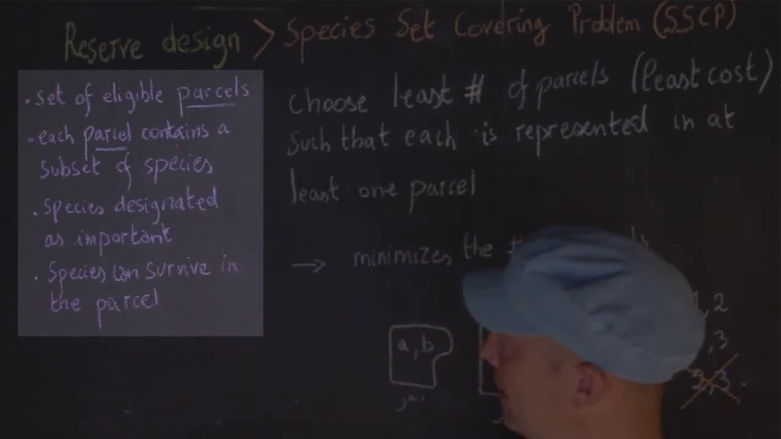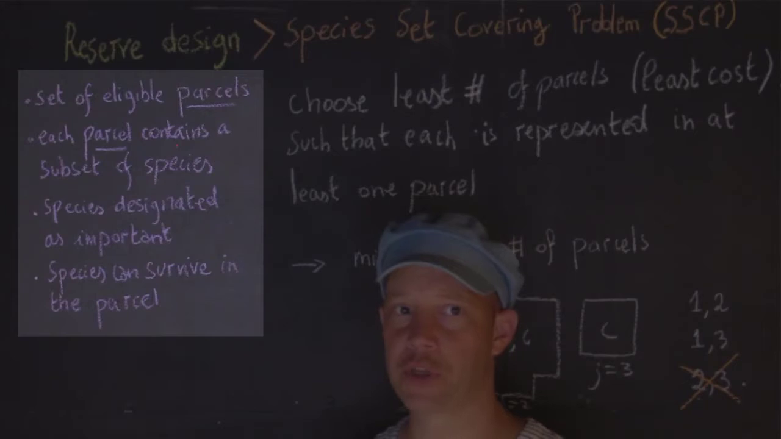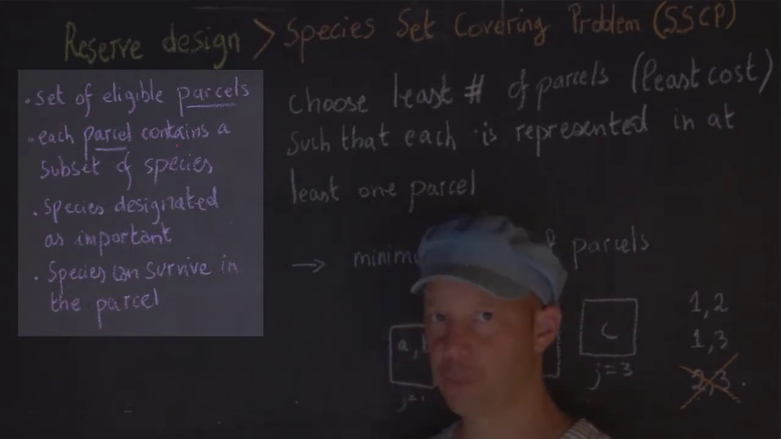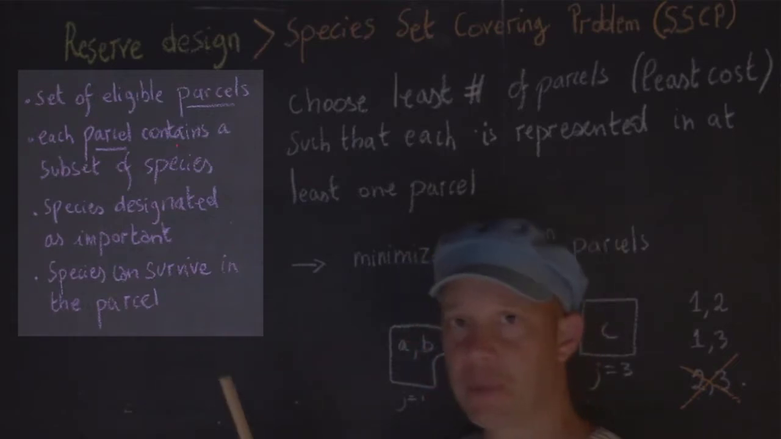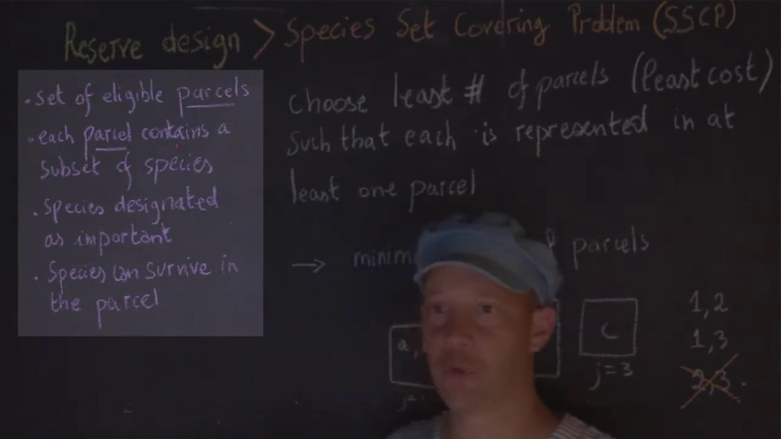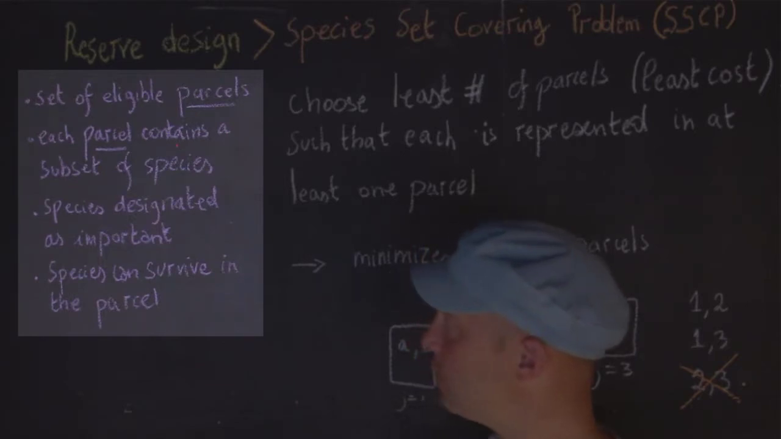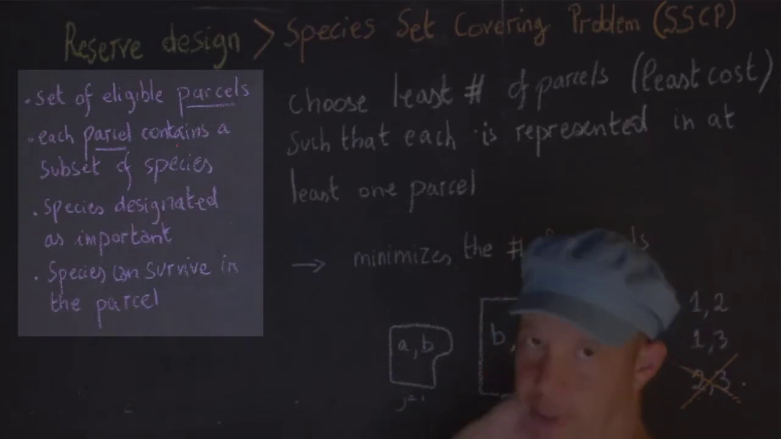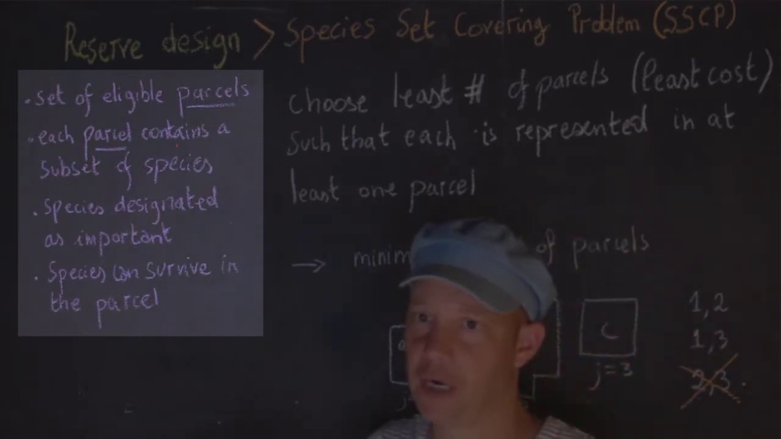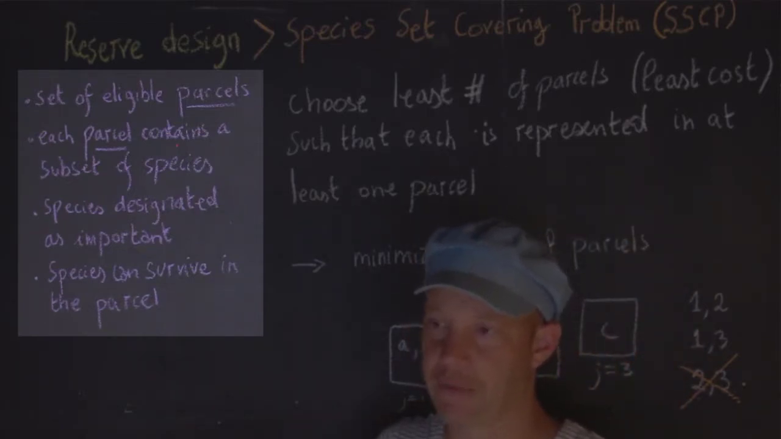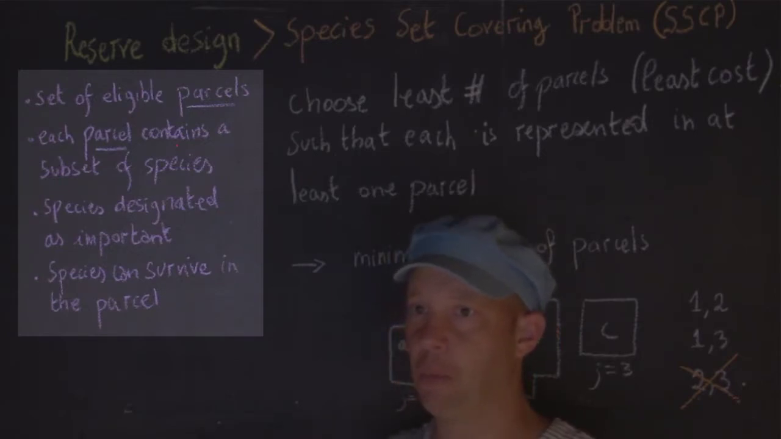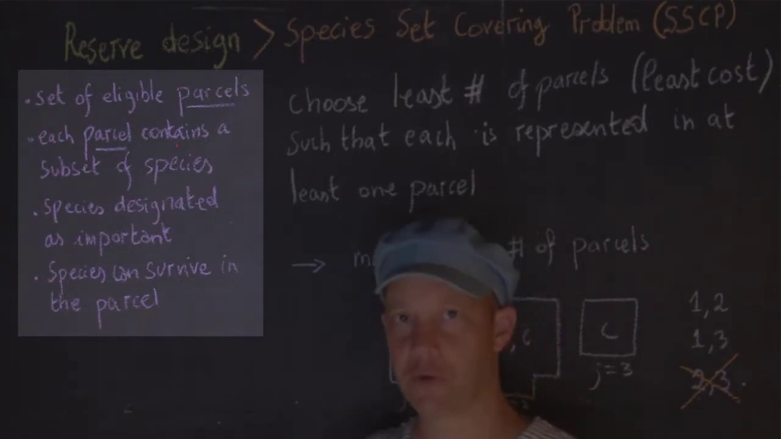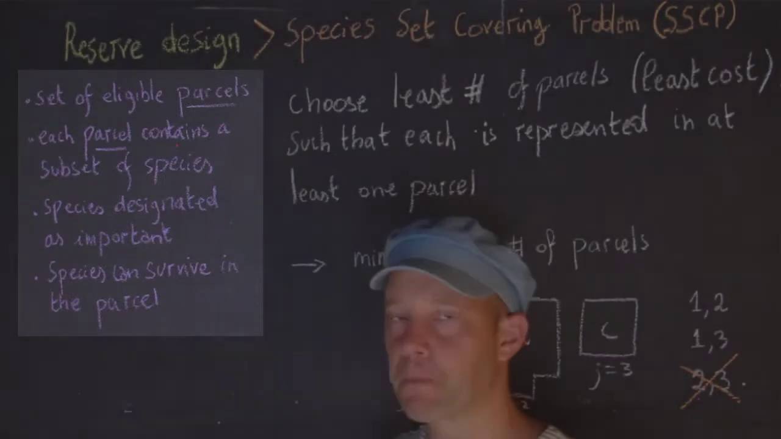The species are designated as important, so we want to make sure that the species that we're trying to preserve are important from a biodiversity perspective. Now, some can be more important than others. There are different ways we can define these species. And then the other assumption is that the species can survive in the parcel. So if they are spotted in this parcel, then they can survive. Of course, there are some parcels that are more suitable than others, and we can change those models accordingly.